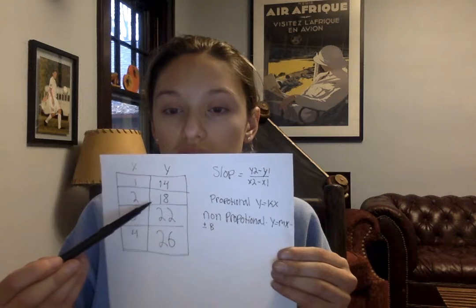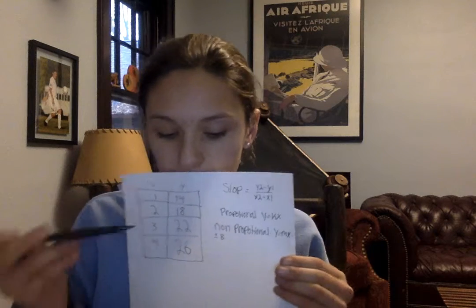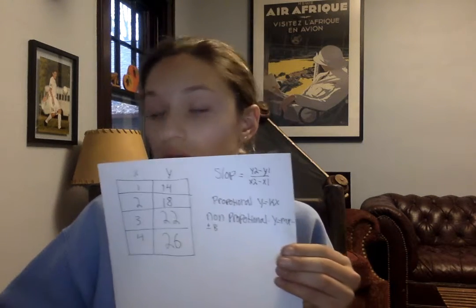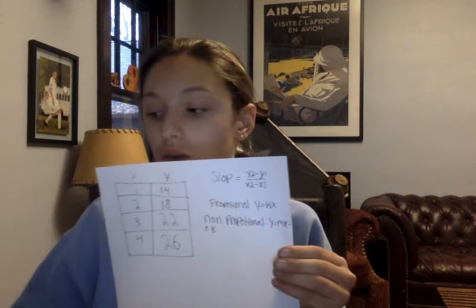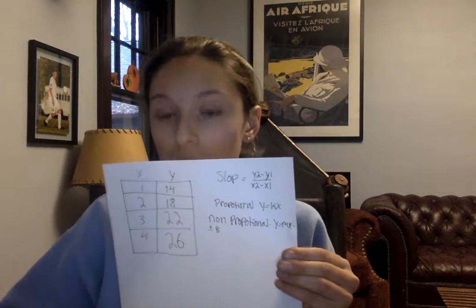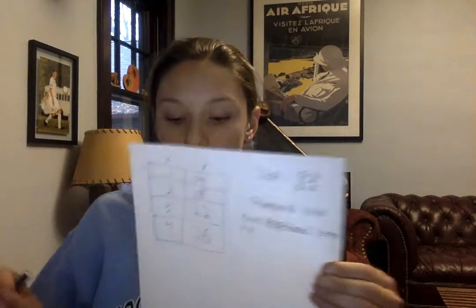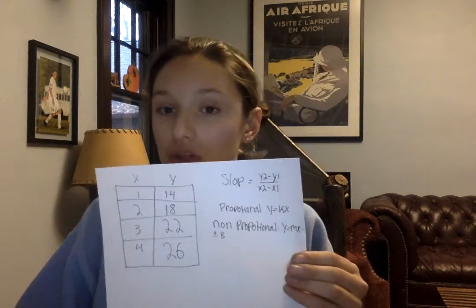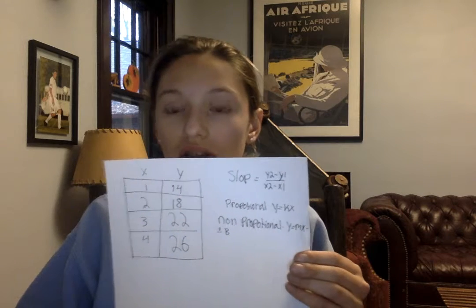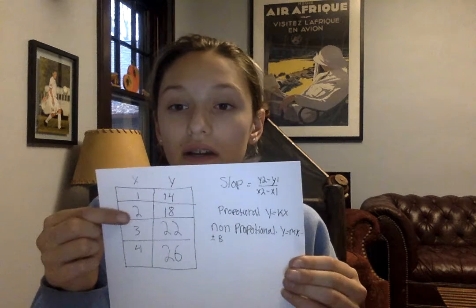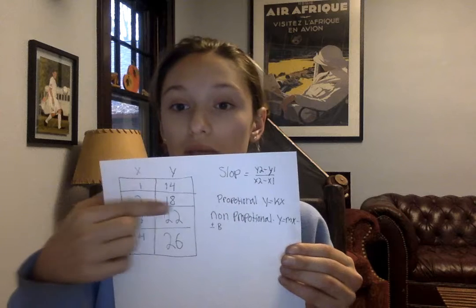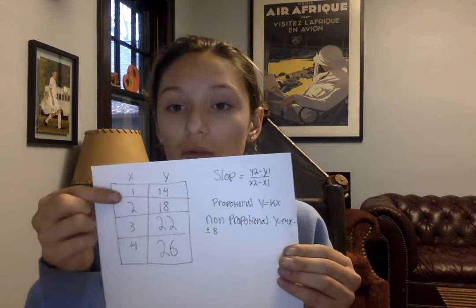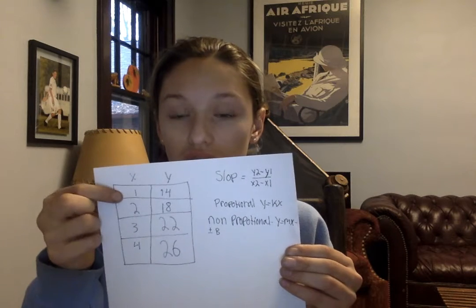Let's do 18 and 14. So 18 is going to be your y2, which goes first, so it's y2 minus y1. So it would be 18 minus 14 over x2 minus x1. Now let's look at our x side. We have to choose the same points because they go together, as pairs. So 2 minus 1, because this is our x2 and this is our x1.